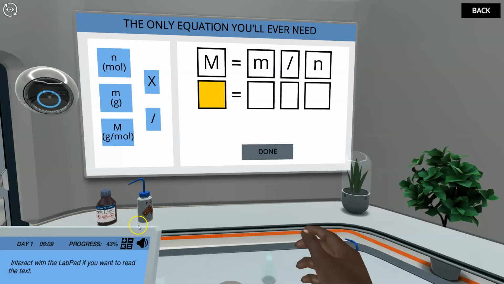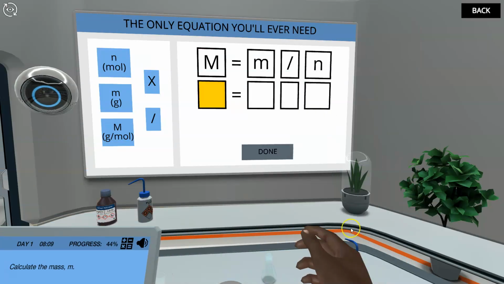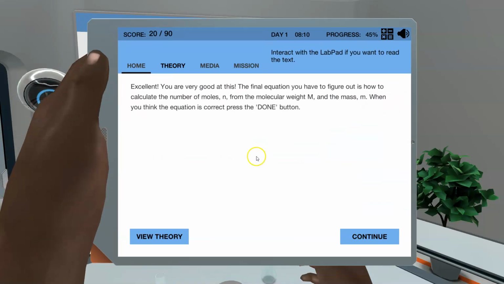Very good. Now you have to figure out how to calculate the mass, m, from the molecular weight, capital M, and the number of moles, n. When you think the equation is correct, press the Done button. Calculate the mass, m. Excellent! You are very good at this.